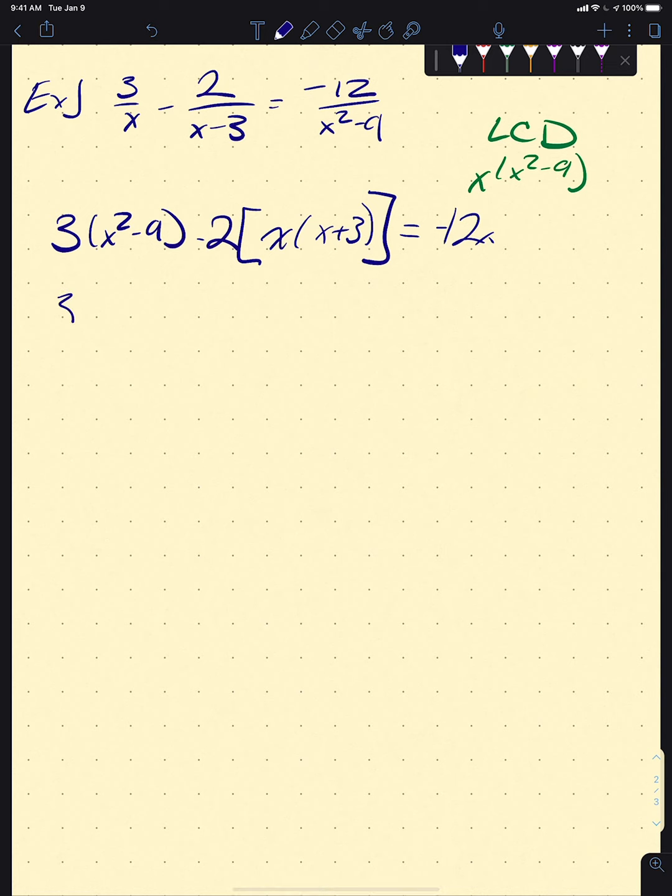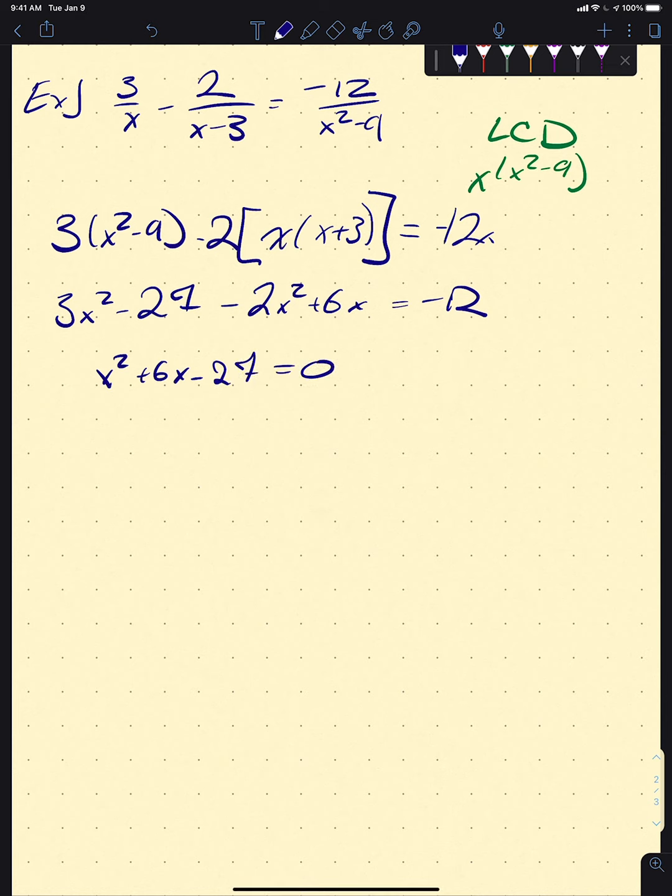When I expand this, we're going to get 3x squared minus 3 times 9 is 27. Looks like minus 2x squared plus 6x equals negative 12. Moving everything over and collecting like terms, it looks to me like we're going to get x squared plus 6x minus 27 equals 0.